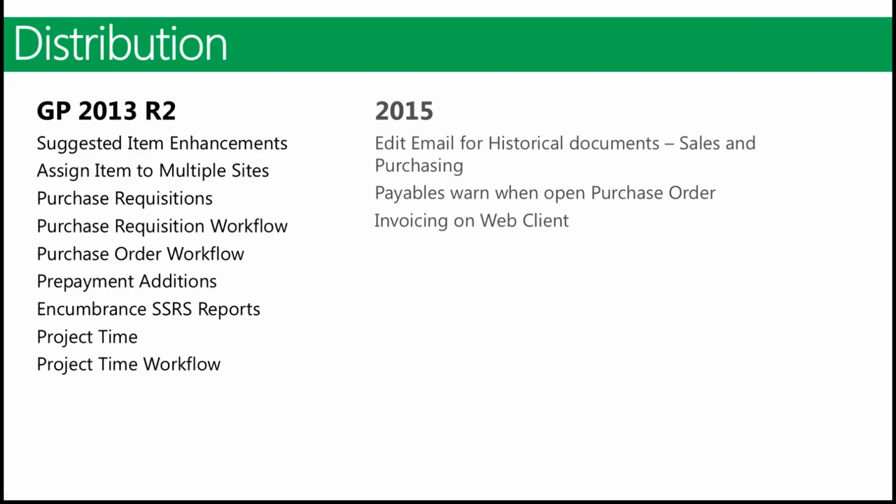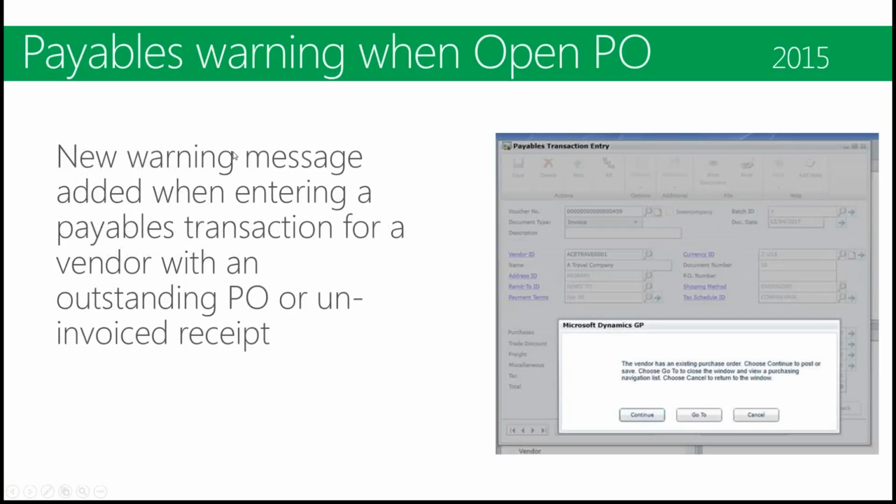Some distribution features. We're going to talk about 2015, but we're listing here the GP 2013 R2. If you're still on 2010, you'll see what some of the other feature enhancements are. Payables warning when opening a purchase order. If you are entering a payables transaction, a warning message will come up that says this vendor has an existing purchase order. It just helps you understand that something exists for that vendor, and you may not want a duplicate invoice coming into the system.